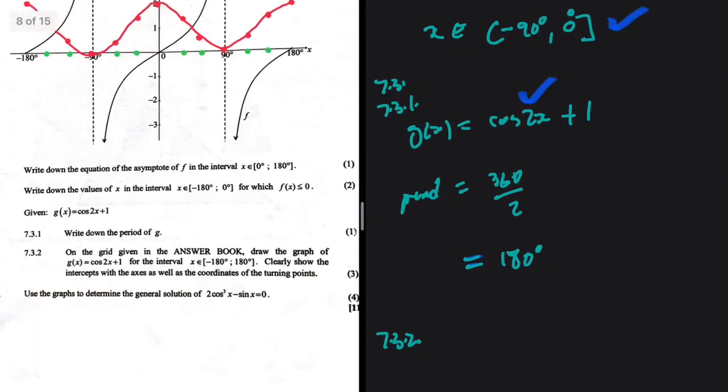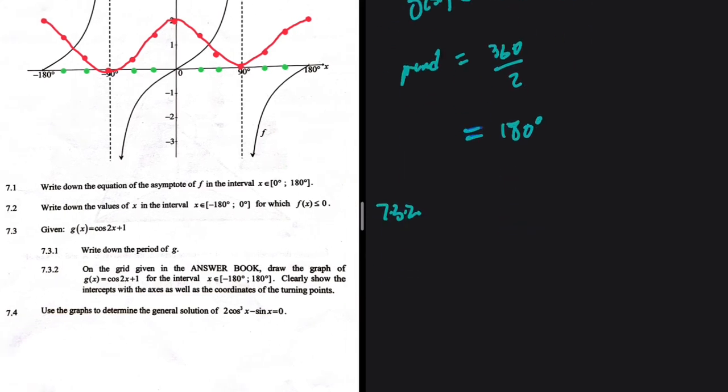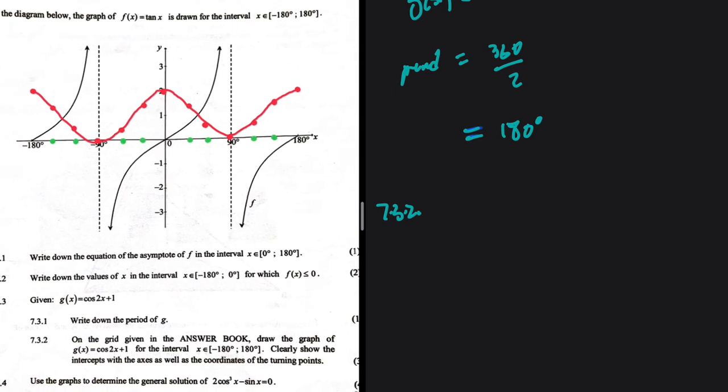So that is 7.3.2. Now let's do 7.4. Right, the question: clearly show the intercepts with the axis. So you will provide the intercepts there. We can see the intercept. We have minus 90, we have 90. So you will show that there in coordinate form. But that is essentially what we need to have.